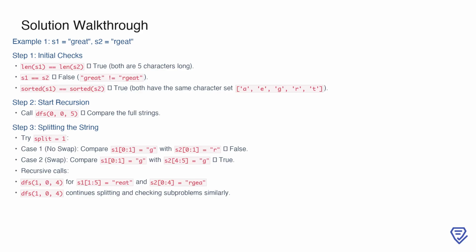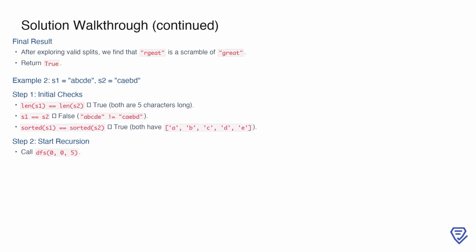From here, we attempt to split the strings at different points, starting with a split of 1. In this split, we analyze two cases: first, without swapping, where G from s1 is compared to R from s2, which fails. In the second case, with a swap, G from s1 matches G from the other end of s2, which succeeds, prompting recursive calls to further explore the remaining substrings. These recursive splits and comparisons continue until all subproblems are checked. After evaluating all potential splits and recursive subproblems, we determine that s2, "rgeat", can indeed be formed by scrambling s1, "great". Thus, the function returns true for this example.